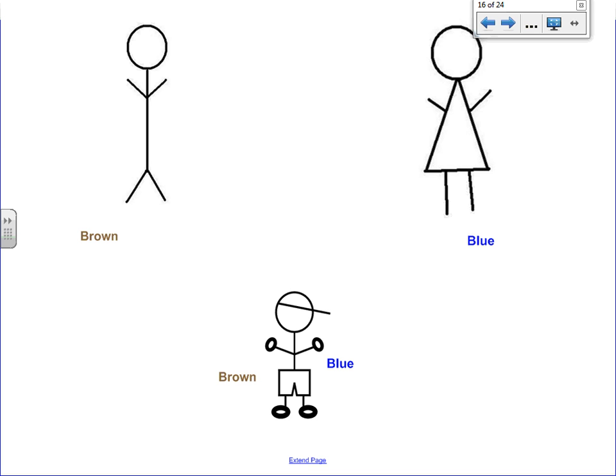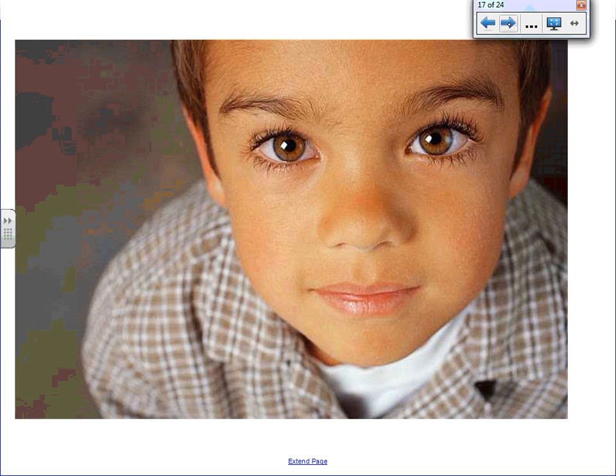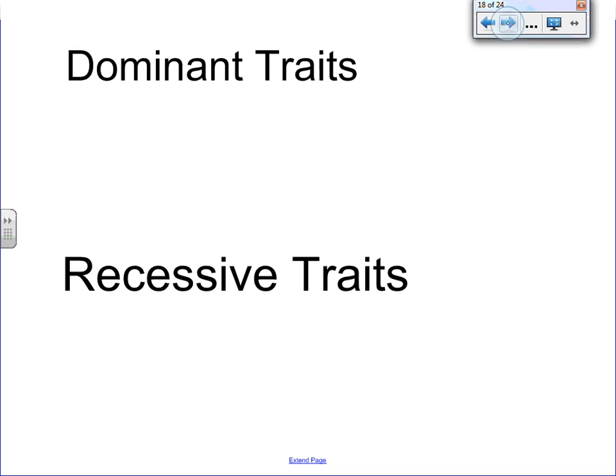If you guessed blue, you're wrong. It's actually brown. In this case, if you have half of your genes coding for brown eyes and half of your genes coding for blue eyes, you will only see the brown. Now, this is a really interesting part of genetics in that some traits are called dominant and other traits are recessive. In this case, the brown eye trait is dominant over the blue eye trait.